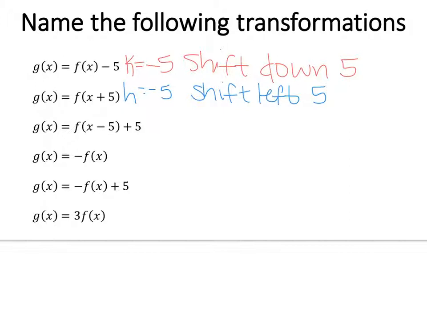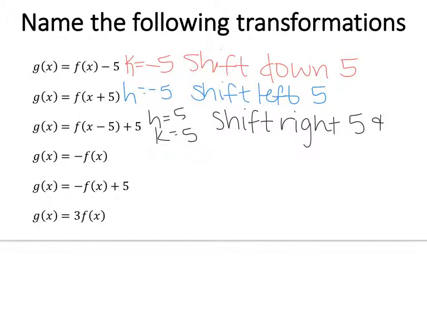The next one, you have an h and a k value. Here, h is positive 5, and so is k. So that tells me I shift right 5 and up 5.